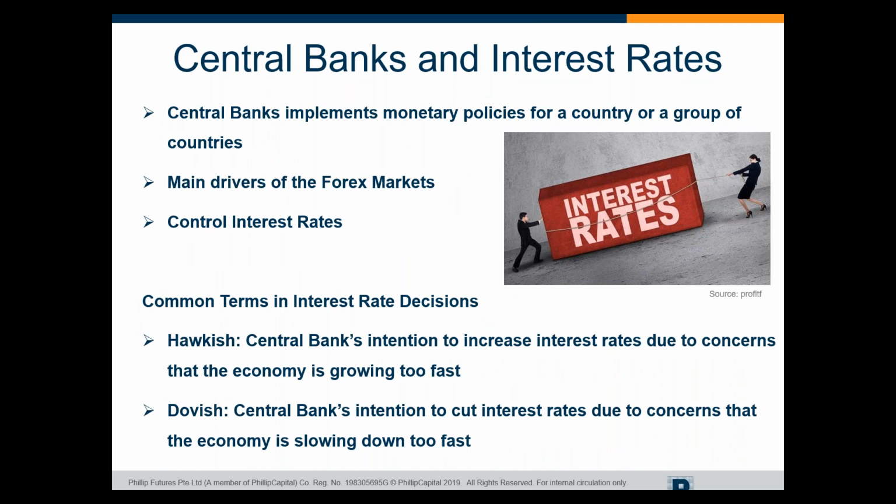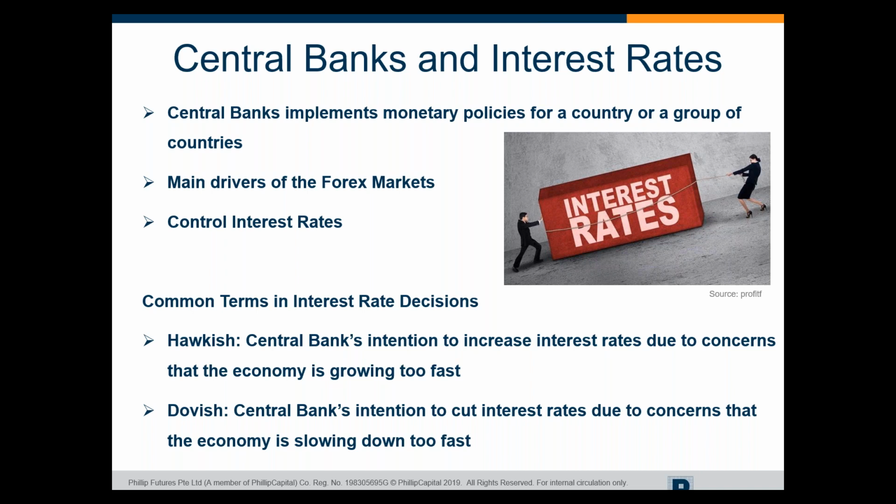Central banks and interest rates. Besides economic data, central banks and interest rates definitely affect currency, and every country has their own central bank. Central banks implement monetary policies for a country or group of countries, and these definitely affect the forex market because whether they do an interest rate hike or interest rate cut, it will show the world how healthy or how much growing the economy is.